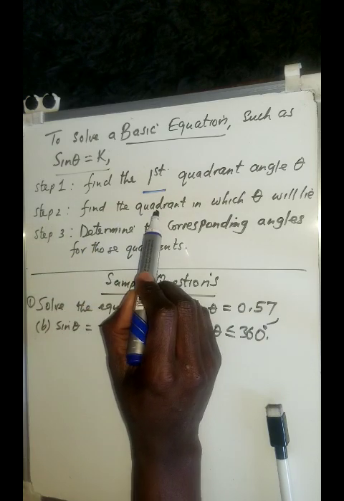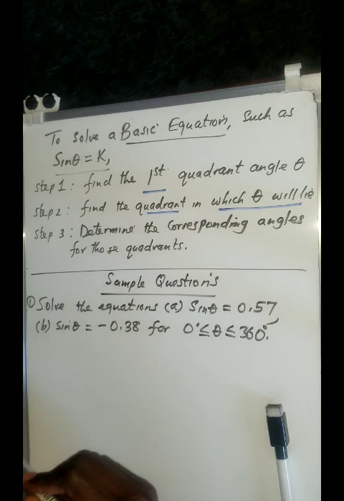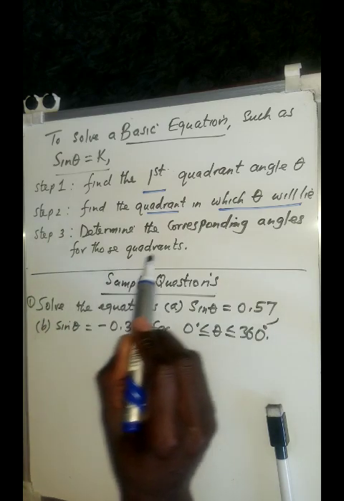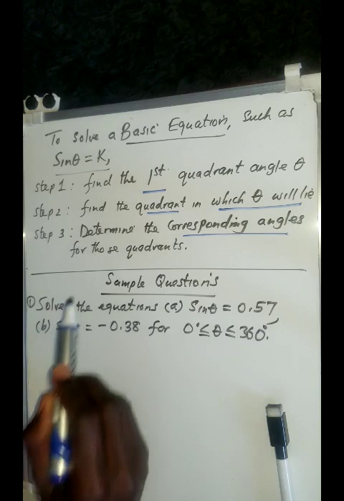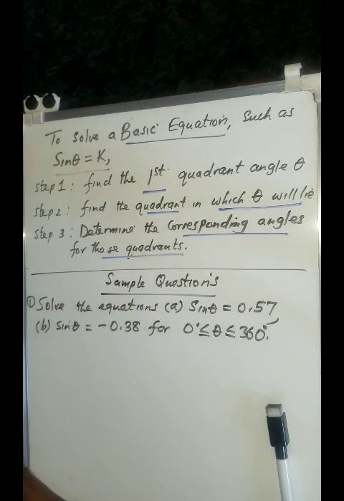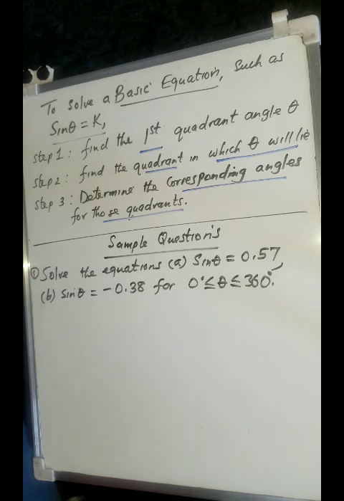Step 2, find the quadrant in which theta will lie. Where is it going to lie or fall? Then step 3, we need to determine the corresponding angles for those quadrants. That is what we are going to do. Let's start here, and I will show you how you can go about that.